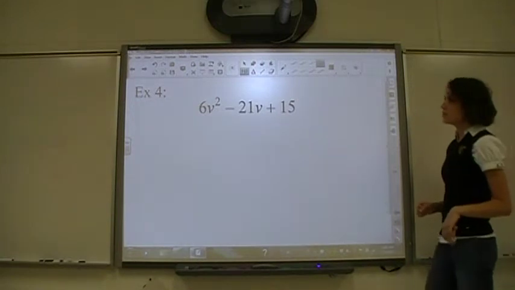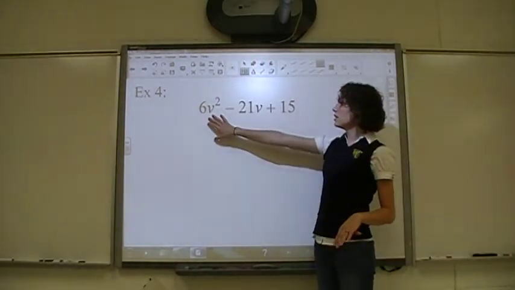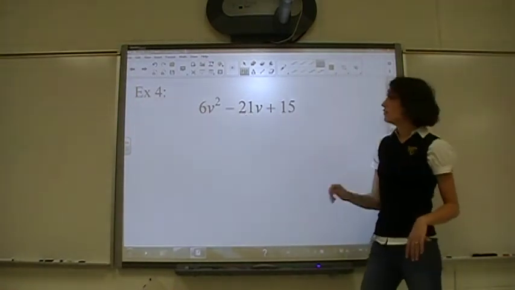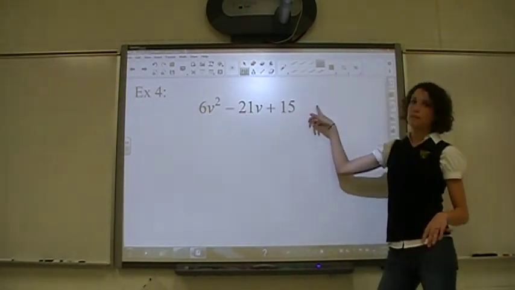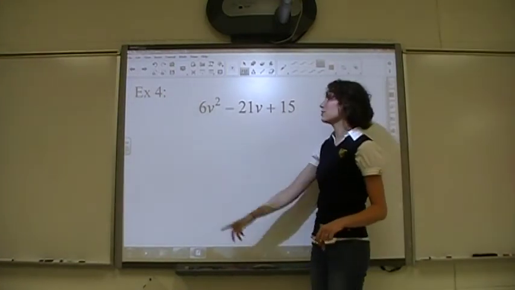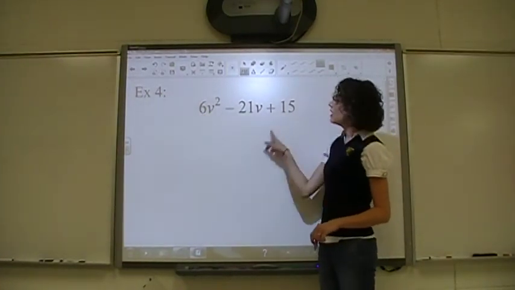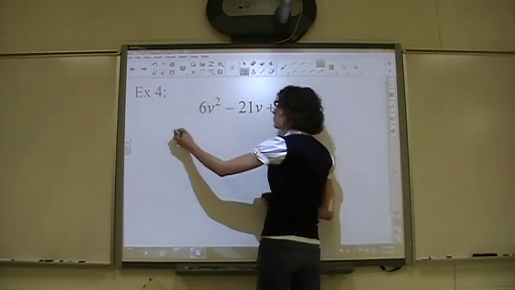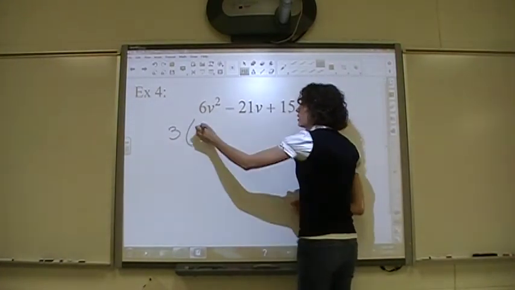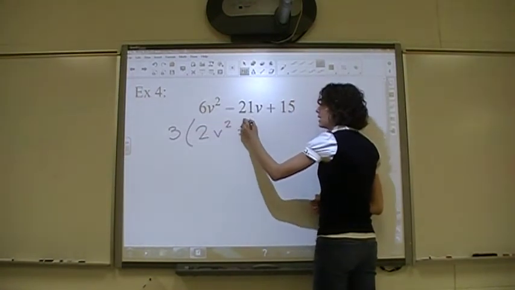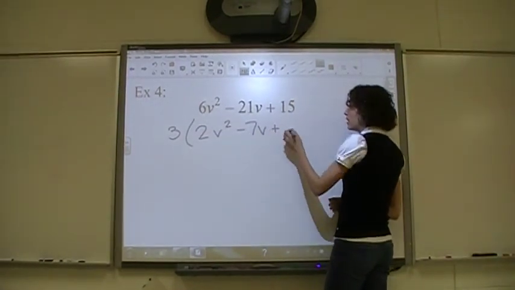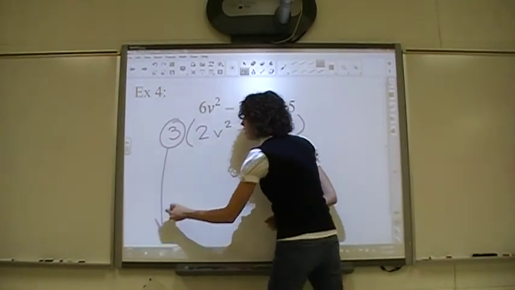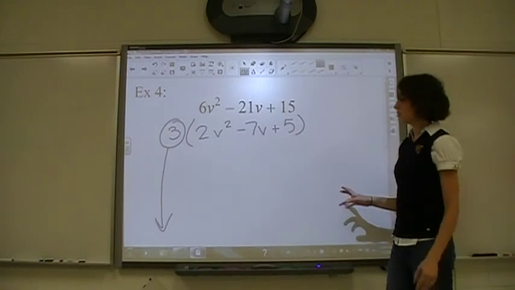All right, we've got one last one. We've got 6v squared minus 21v plus 15. If you look at all of these numbers, what do you notice? You can take a 3 out of all of them, because I really don't feel like doing 6 times 15 and then finding all those factors that equal 21. So you take a 3 out of all of them, and you're left with 2v squared minus 7v plus 5. Now take that 3, put a circle around it, and put an arrow down so you don't forget to put it in your answer.